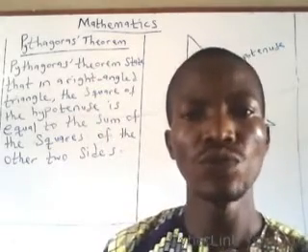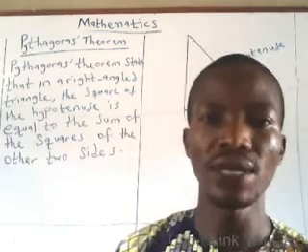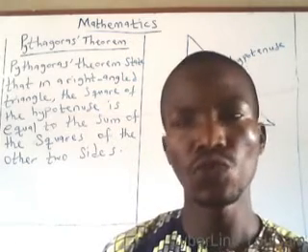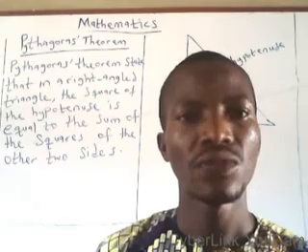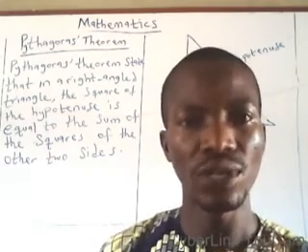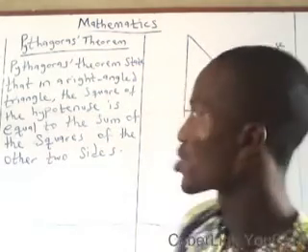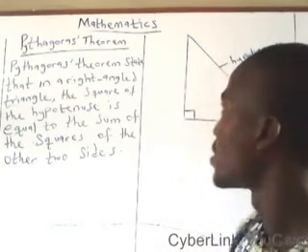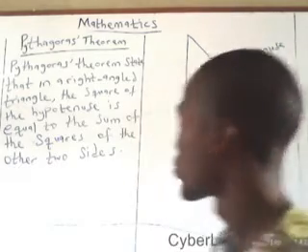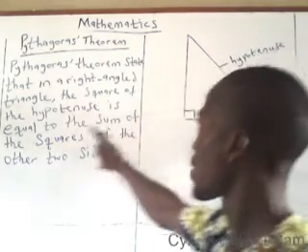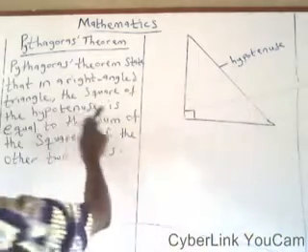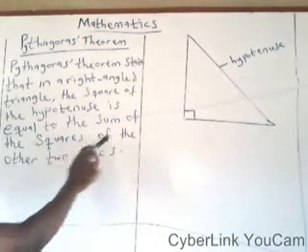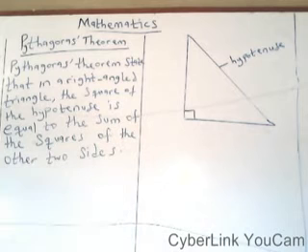Now what we are going to do for today is Pythagoras Theorem. I believe the topic is not new to you, but we still need to revise it very well. Now Pythagoras Theorem, as we have it on the board, says that in a right angled triangle, the square of the hypotenuse is equal to the sum of the squares of the other two sides.